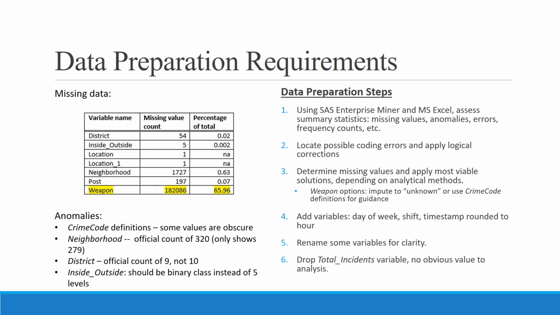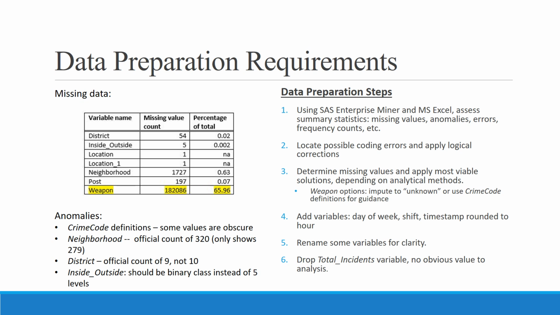Also, the neighborhood has an official count of 320 names, and the dataset contains 279 distinct values. Also, the district has an official count of 9, but there are 10 of the values showing. And also, the inside-outside variable should be a binary class with I or O, and instead it is showing distinct values totaling 5 levels.